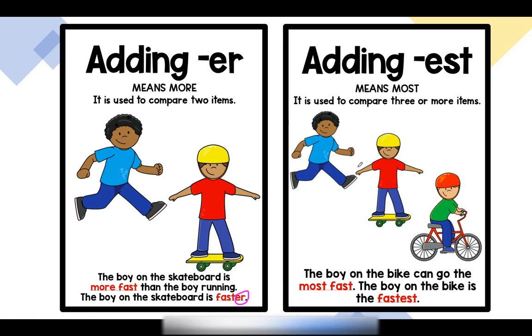Now, adding EST, I use this when I'm trying to show that something is the most of something else. So it's used to compare three or more items. So now, as you can see in the picture, there are three boys. I want to show that the boy on the bike is the most fast. And I would do that by saying the boy on the bike is the fastest. Again, noticing I'm adding EST to the end of our adjective fast to show that it's the most.